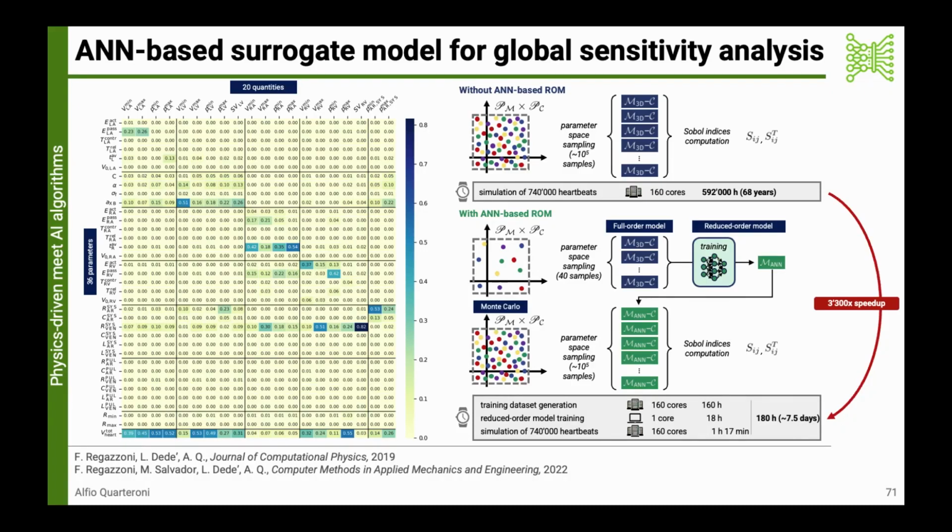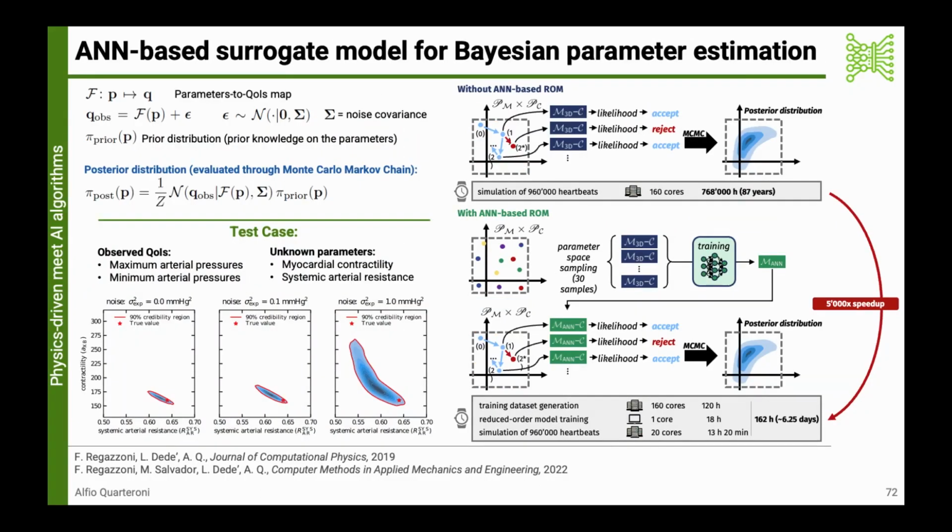And if you go with brute mathematical force, using 160 cores simulating 740,000 heartbeats, it will take as much as 68 years. And here it takes 7.5 days to have the same computation. We use a Bayesian approach for parameter estimation.